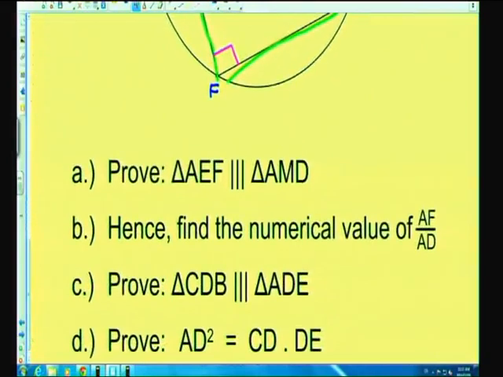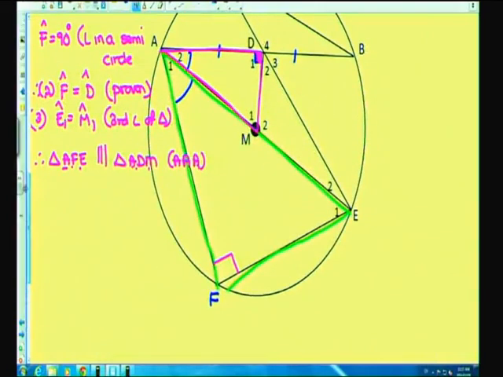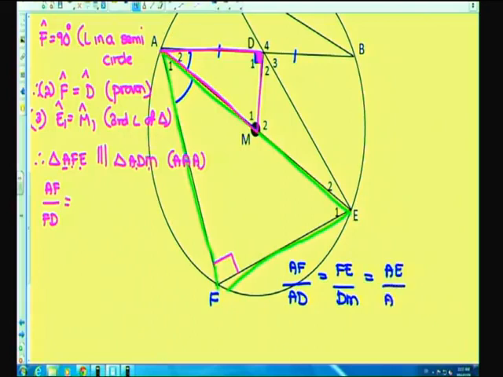Hence, find. So hence means using what was above, the numerical value of AF to AD. So I want AF to FD. Now, as I said, you can write up all your ratios first of all and then sample them out. So let's do that because then you can see it. So you would say AF first 2 over first 2 equals last 2 over last 2 equals first and last over first and last.